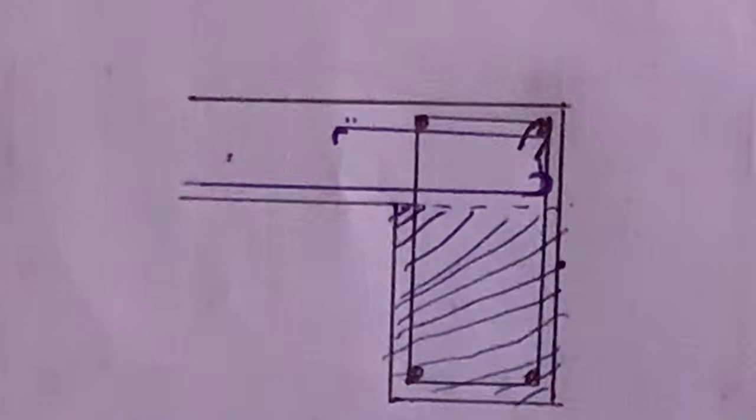Now the reason why this method of measurement works is because on site, when you are about to do your beams, you are doing your beams together with your slab. You don't do your beams separate, do your slab separate. You have to make sure you cast everything together.